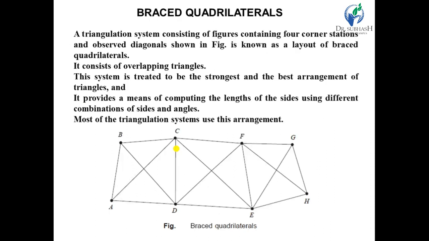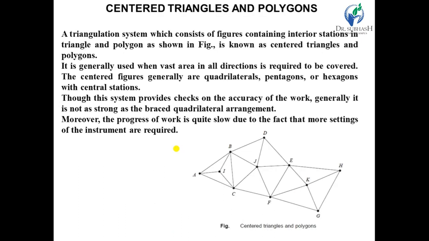So we also have the braced quadrilateral triangulation system. This system contains four corner stations and observed diagonals, as shown in the figure. It consists of overlapping triangles. This system is treated as the strongest and best arrangement of triangles, and it provides a means of computing the length of the sides using different combinations of sides and angles. Most of the triangulation systems use this arrangement.